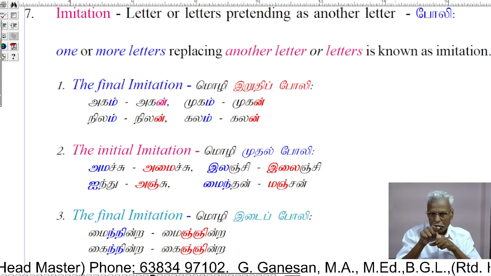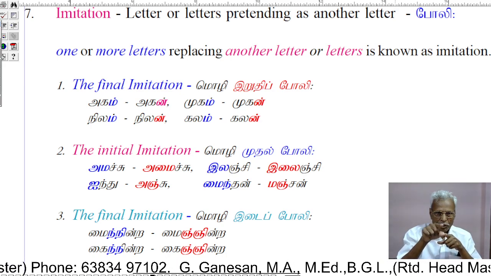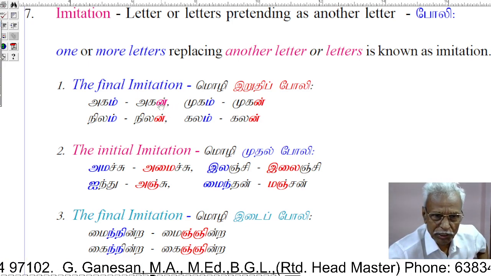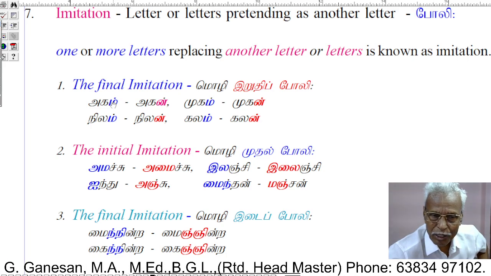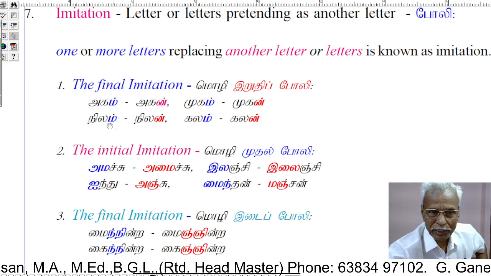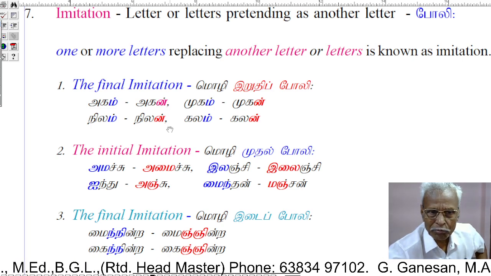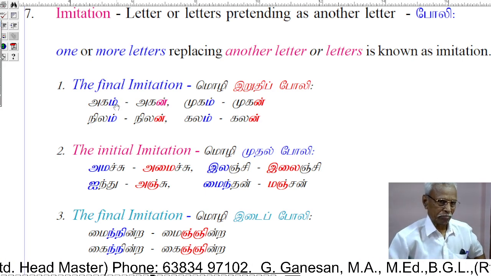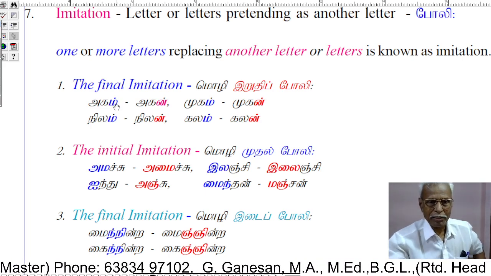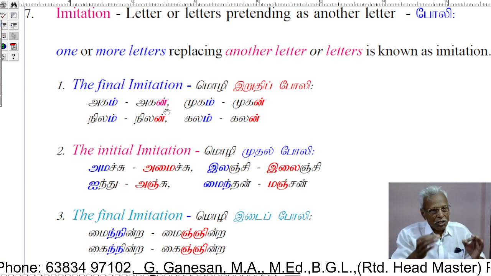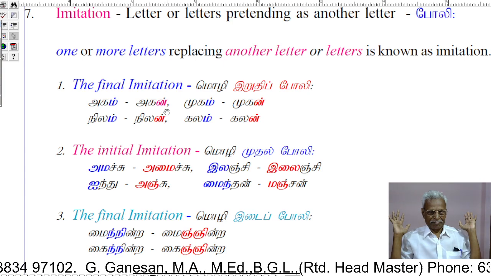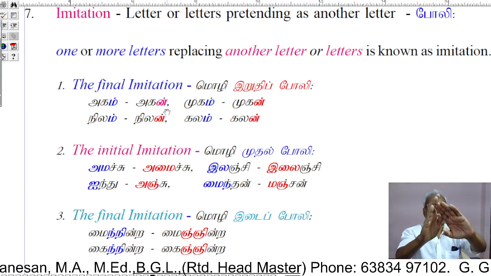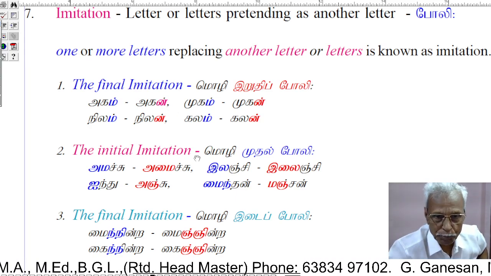This consonant im can act as in. You see, this consonant in acts as the consonant im in all these words. Agam, agan, nilam, nilan, mugam, mugan, kalam, kalan. Here, im is the original letter. Here, in is an imitation. Agam does not actually mean agan, but it has been taken, it has been accepted. It is the final position.